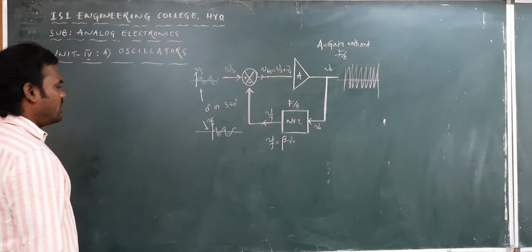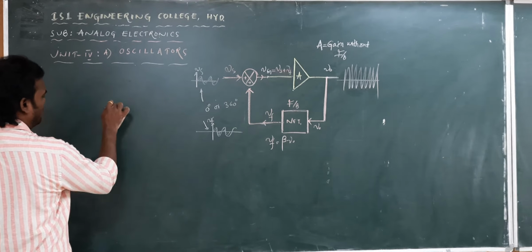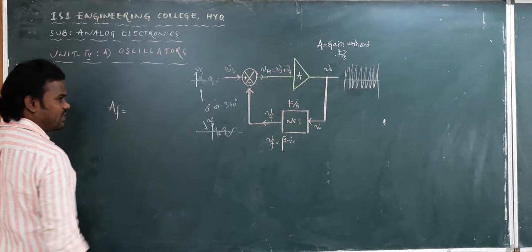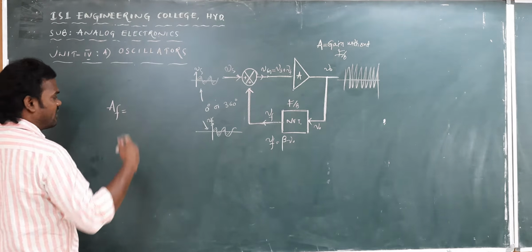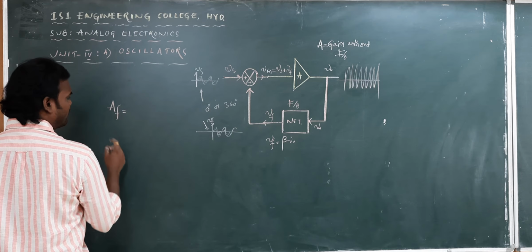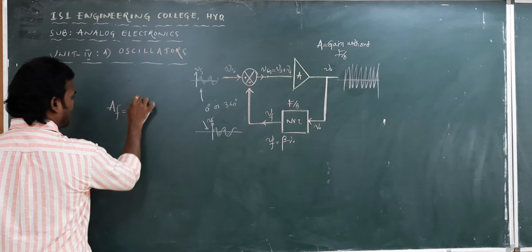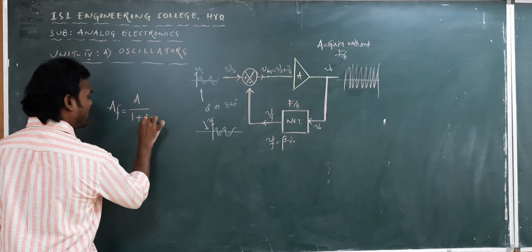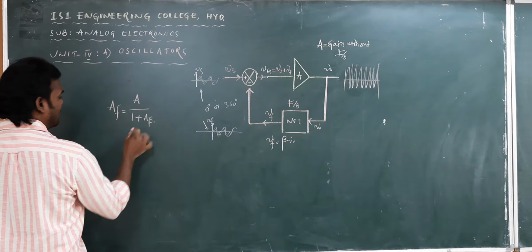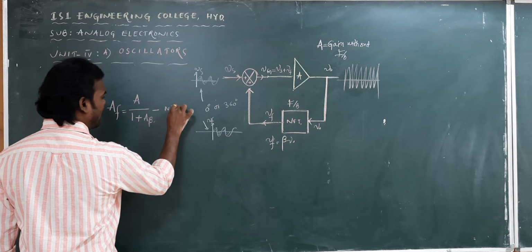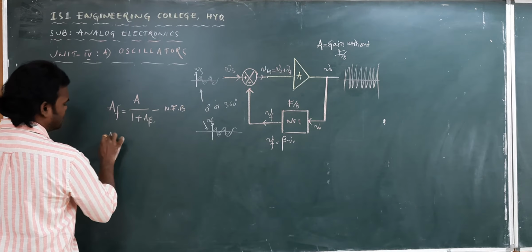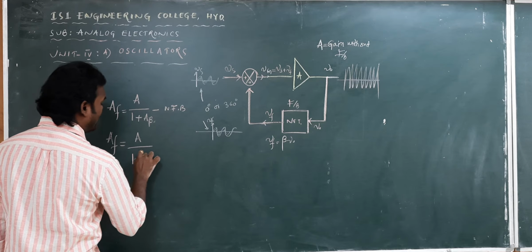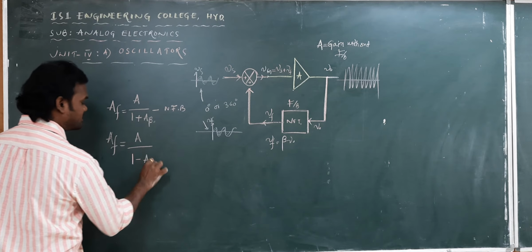So I am going to discuss AF. In the negative feedback amplifier, what do we have? AF is equal to A by 1 plus A beta. A by 1 plus A beta. But this is about the negative feedback concept. Whereas in the positive feedback amplifiers, AF is equal to A by 1 minus A beta. Very good. 1 minus A beta.